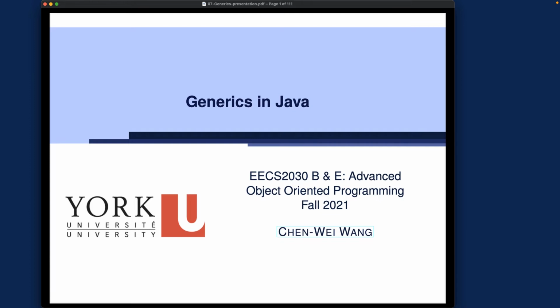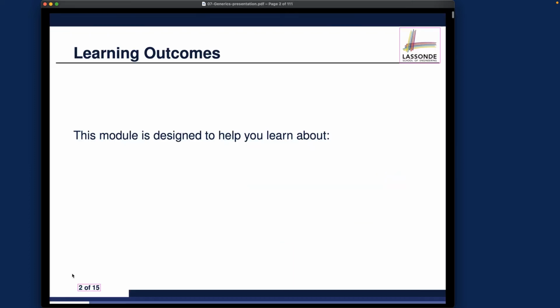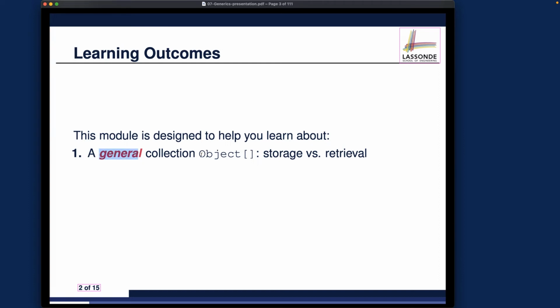I'm going to talk about syntax for generics, and also, most importantly, you want to understand why we're using generics. It's a very important rationale about the design that's going to be covered in this part. All right, so let's look at the learning outcomes. I'm hoping that you will learn about a general collection. So this is one example.